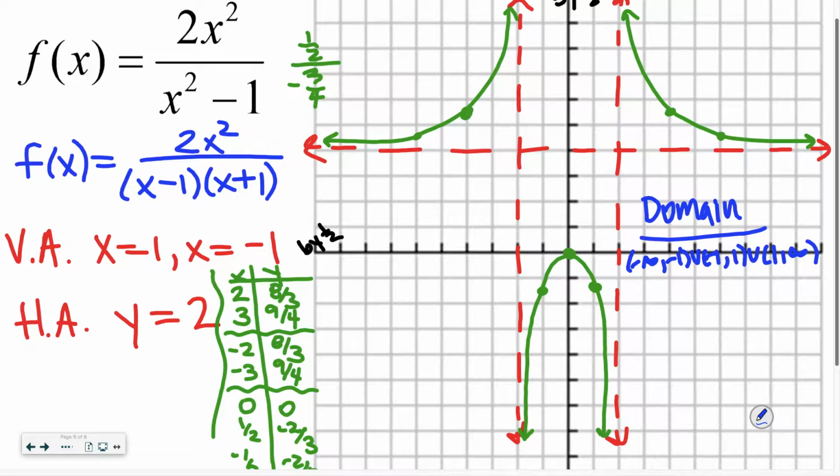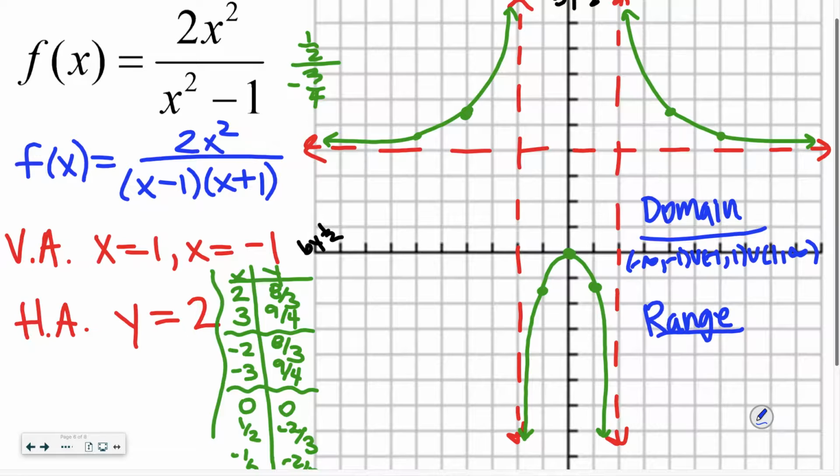So we have to write 3 different intervals. Negative infinity to -1, because we're excluding -1, and then -1 to 1, because we're excluding 1, and then 1 to infinity. Now this is a graph. We will not be able to do the range until it's actually up here.